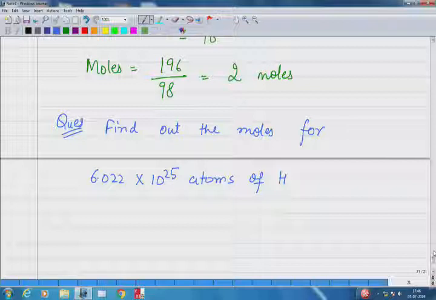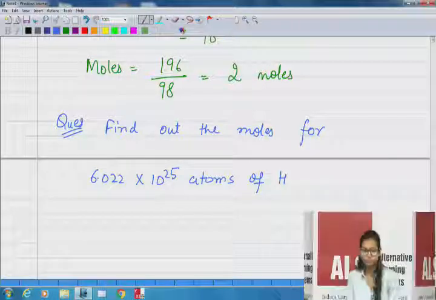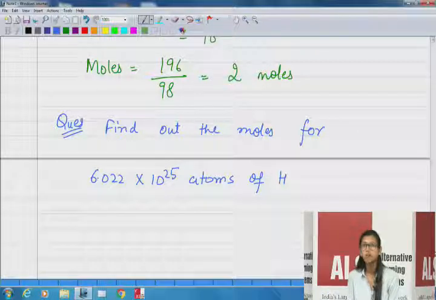Yes, what is the answer you are getting, Kohima Center? 100. How many of you are getting 100 as the answer? Tell me, raise your hands. Okay, good. So 100 is the answer, right?